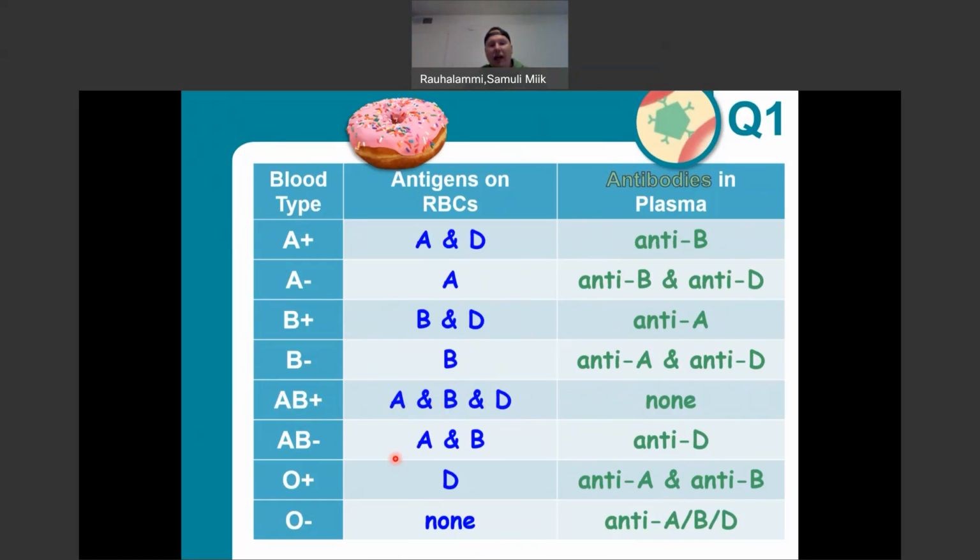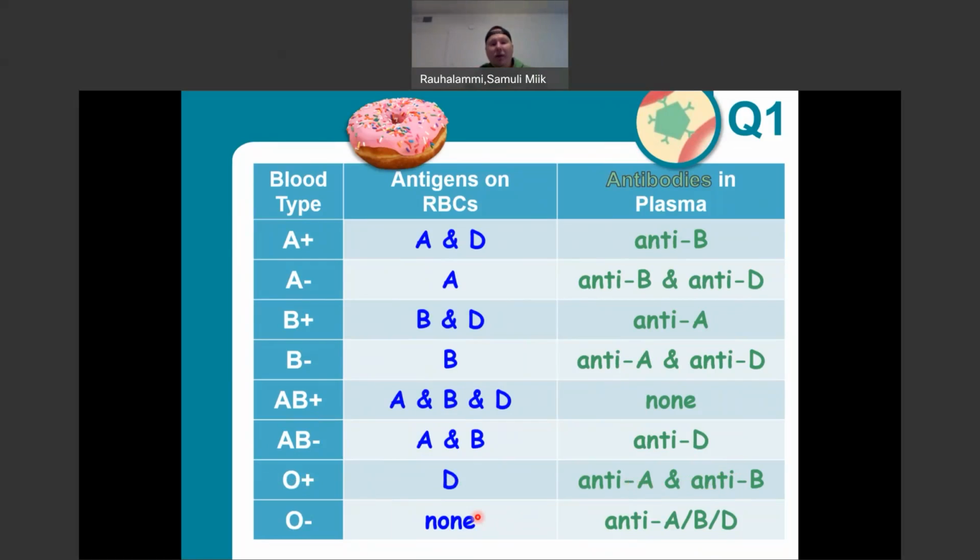AB negative, you have the A and B antigens, but you don't have the D antigens because it's negative now. So the antibodies that you will carry are anti-D antibodies. Blood type O means that you don't have A or B antigens. It's the plain donuts, plain red blood cells. You will have the D antigens because you're now Rh positive. So the antibodies that you carry are going to be anti-A and anti-B.